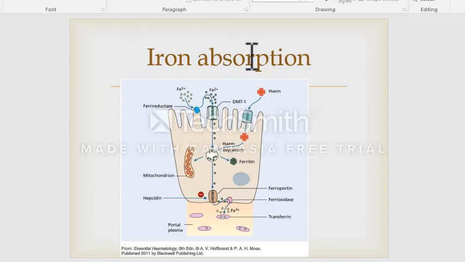Iron absorption. That is how iron is absorbed in our body. Our body absorbs iron in the small intestine, and in the small intestine, the duodenum is responsible to absorb iron.